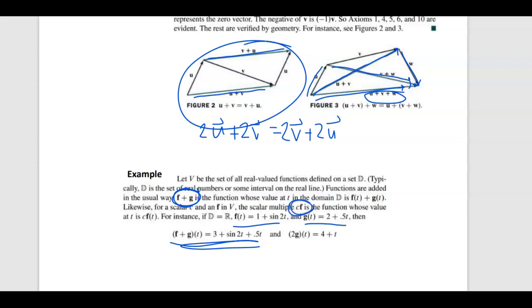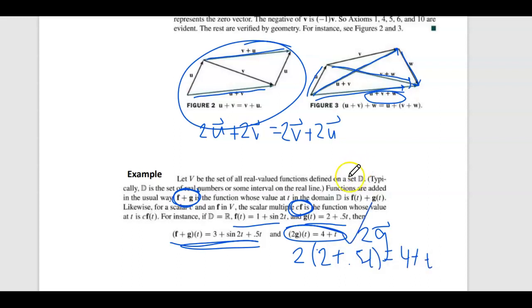If you have a number times f, you take that number and multiply it by f. This one's 2g. So if you have 2 times g in this example, you take 2 and multiply it by 2 plus 0.5t, and that gets us 4 plus t, which is this here. So polynomials fall into the definition of vector space under their normal definitions as we know them.